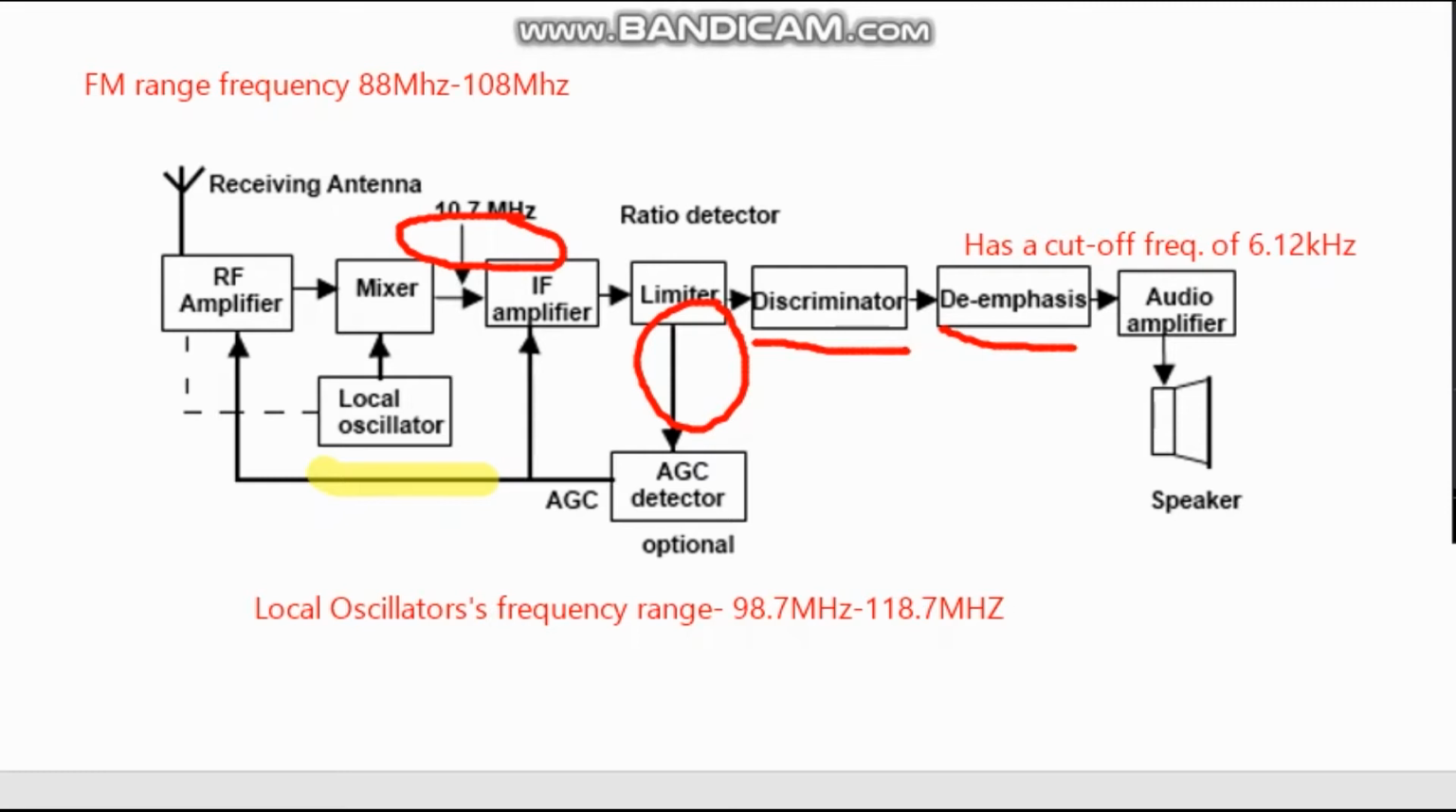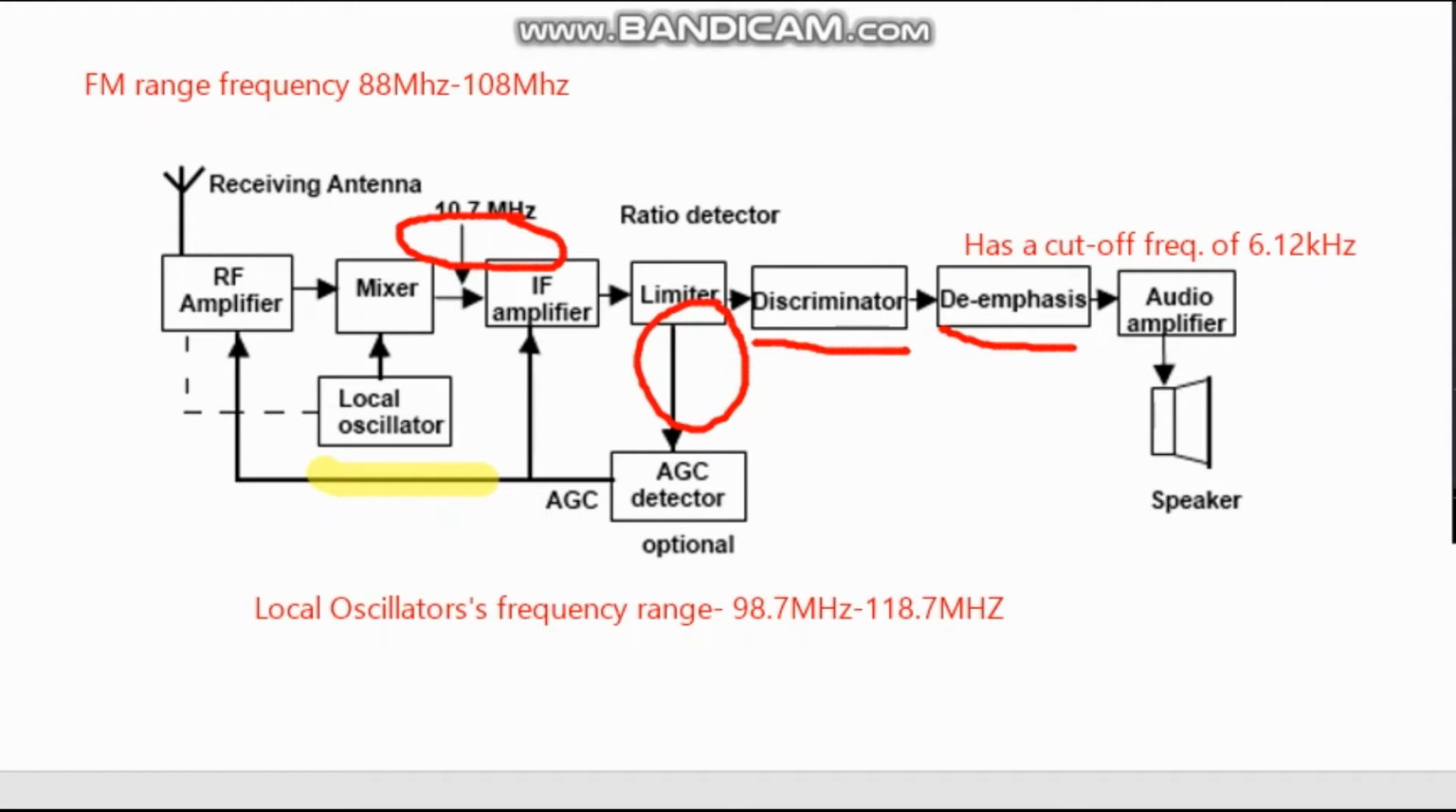So the next one is the audio amplifier. So we all know the function of the audio amplifier is to amplify the output signal coming from the previous block, which is the de-emphasis, to increase the strength and power of the AF signal, and that is then to be thrown to a loudspeaker.